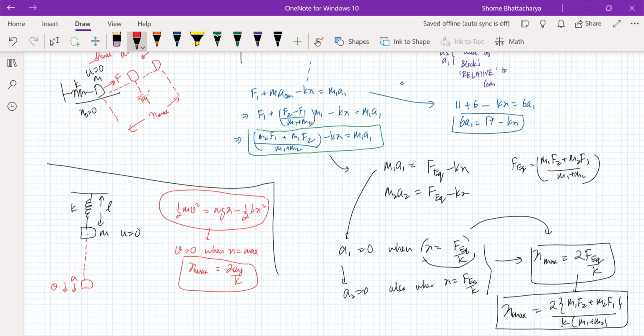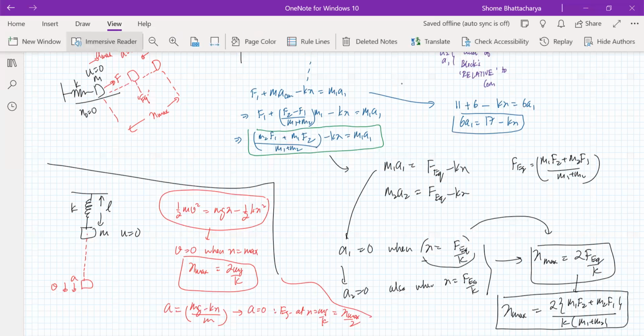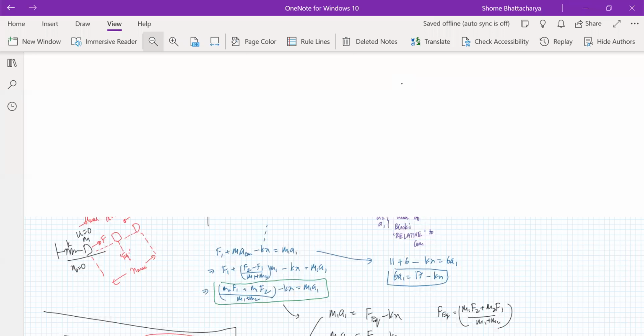But at any point of time you also see that the acceleration of the block in the downward direction is (mg minus kx) divided by m. So you can see that acceleration is 0, that is, it reaches the equilibrium point at x equal to mg by k, which is half of the maximum extension. Why that happens is because systems like this are always symmetrical. They actually go into oscillation.